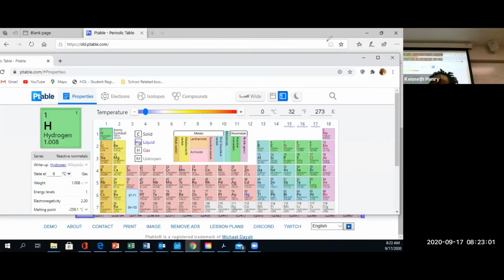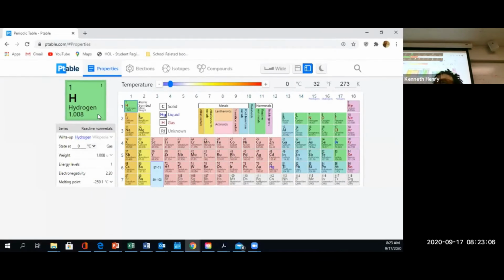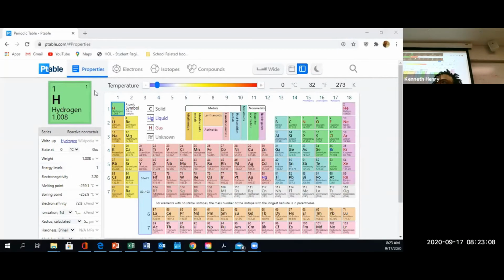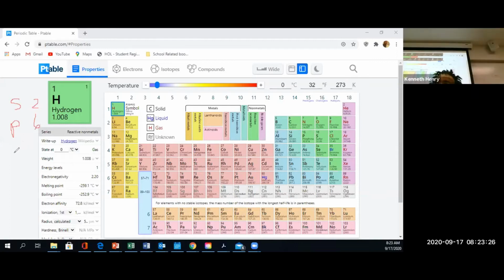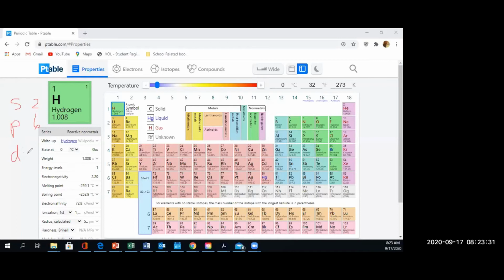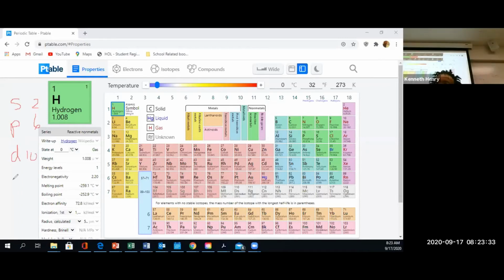Okay, so a real quick recap while I fix this. We have S, which holds 2 electrons. We have P, which holds how many? 6. We have D, which holds how many? 10. And F, which holds how many? 14.